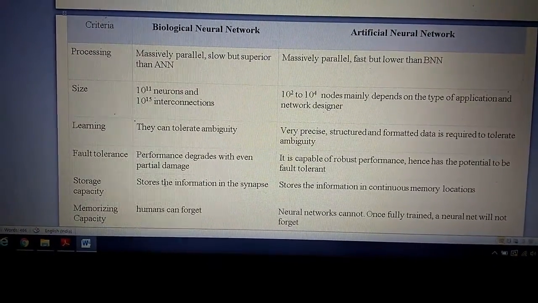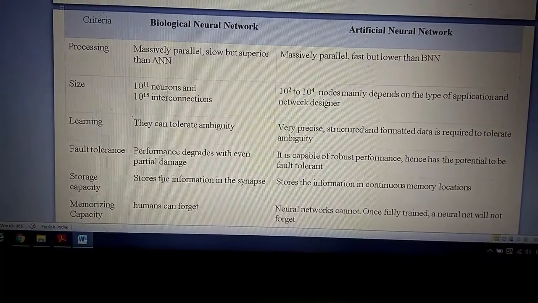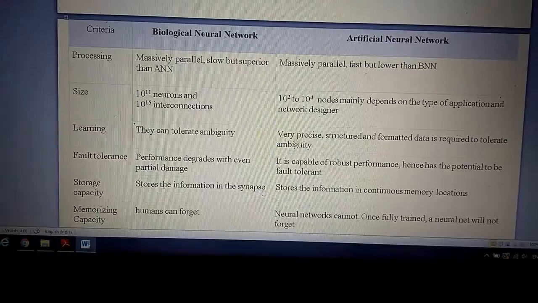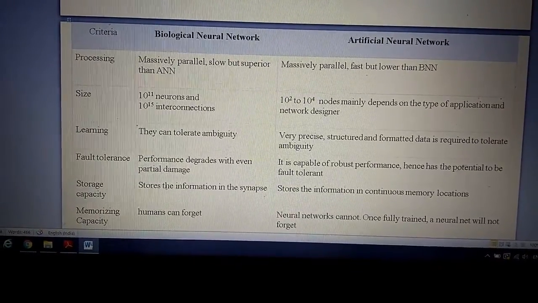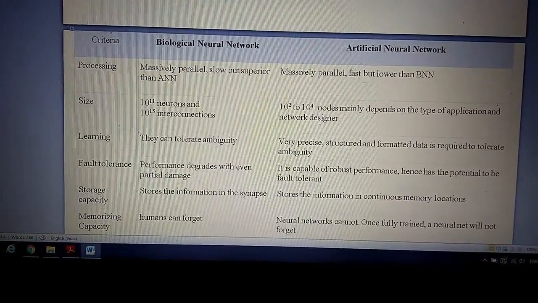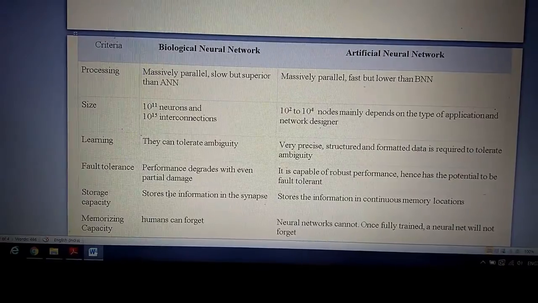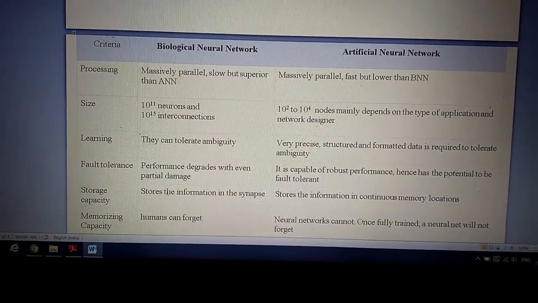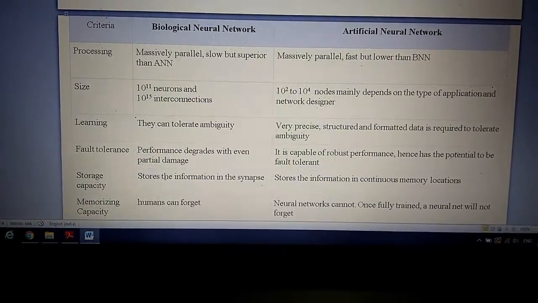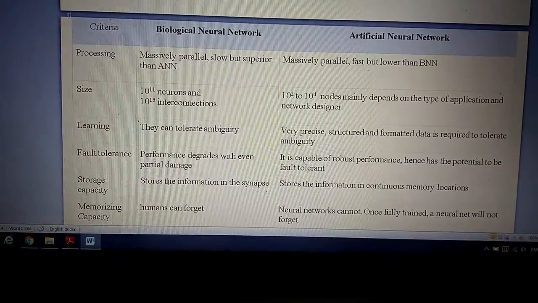The basic or minimum size requirement is 10 to the power 2 to 10 to the power 4 nodes, depending on your application. Learning: they can tolerate ambiguity. It means if you give wrong input to your brain, it finds out that the data given by you is of no use and not related to the problem. But when you give input to the artificial neural network, that input should be very precise; structured and formatted data is required to tolerate the ambiguity or vagueness in the output.